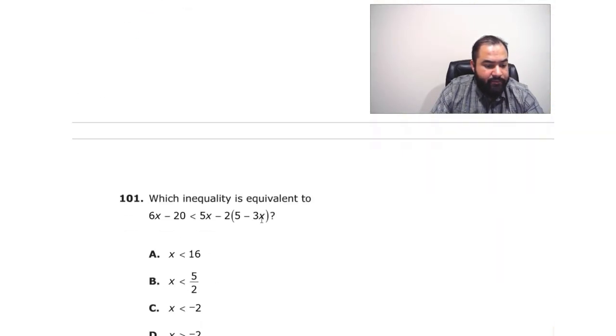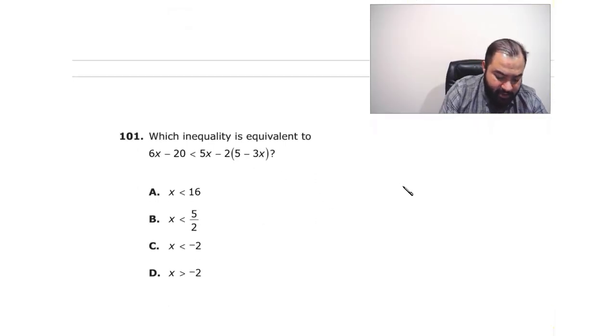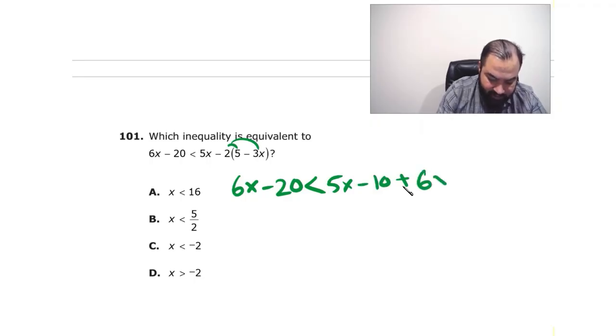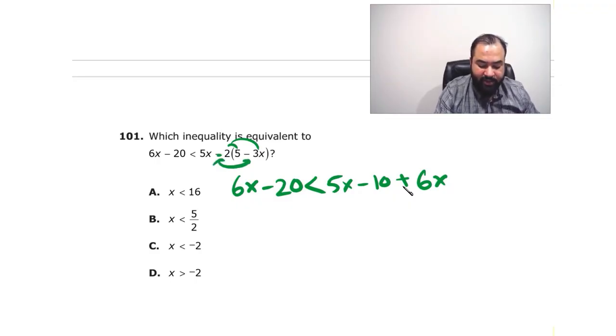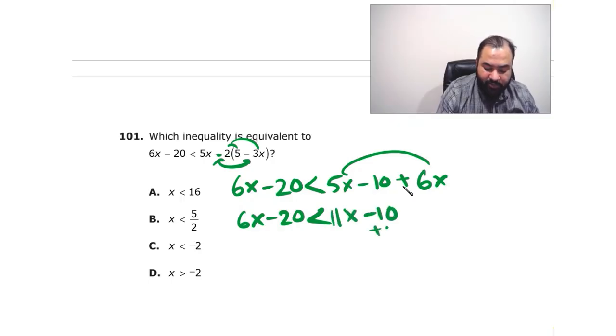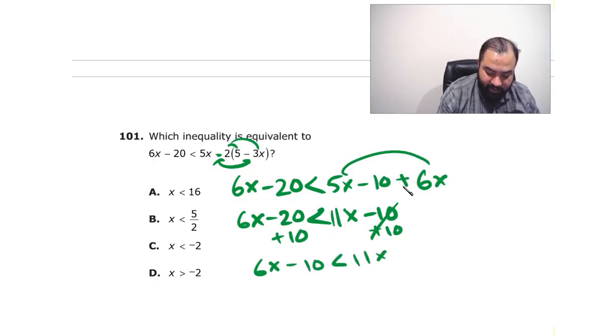Now let's continue. One more inequality here. Let's solve this inequality. We have 6x minus 20, then 5x. We can distribute here. So you get a negative 10 and a positive 6x, because remember, this negative will be distributed. Don't forget, this negative and that negative will make it positive. So now I have 6x minus 20, and 5x and 6x combine to 11x minus 10 here. So what you can do is plus 10 on both sides, right? So we have 6x minus 10 less than 11x. Now we can do minus 6x on both sides.